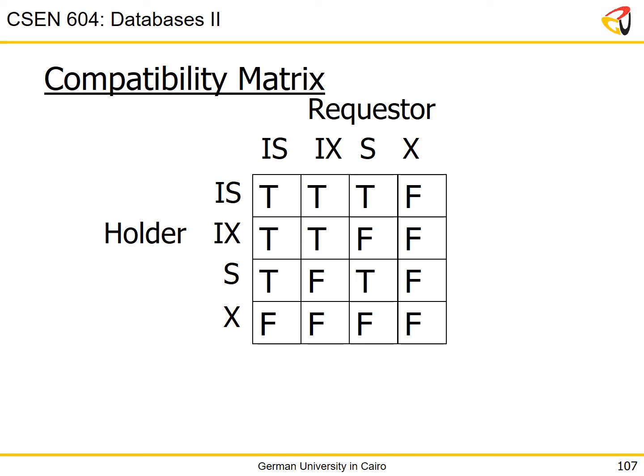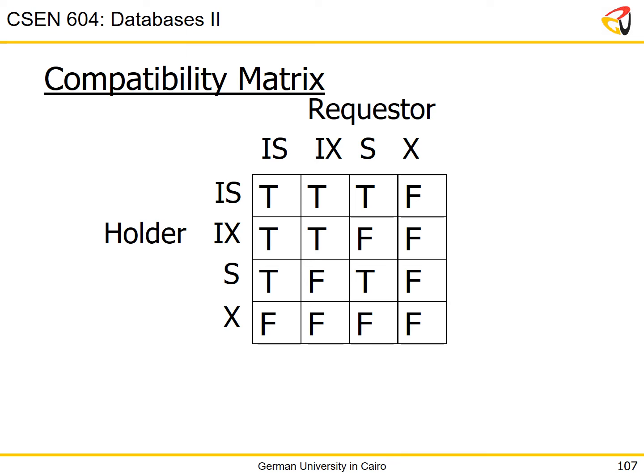Okay, so let's look at the compatibility matrix of all of this. If a transaction currently holds an intention to share and a new requester requests an intention to share, it will be allowed. An intention exclusive, it will be allowed, because this means it will request exclusive later on. A share right away, it will be allowed. An exclusive, it will not be allowed. So I just covered the first row here.